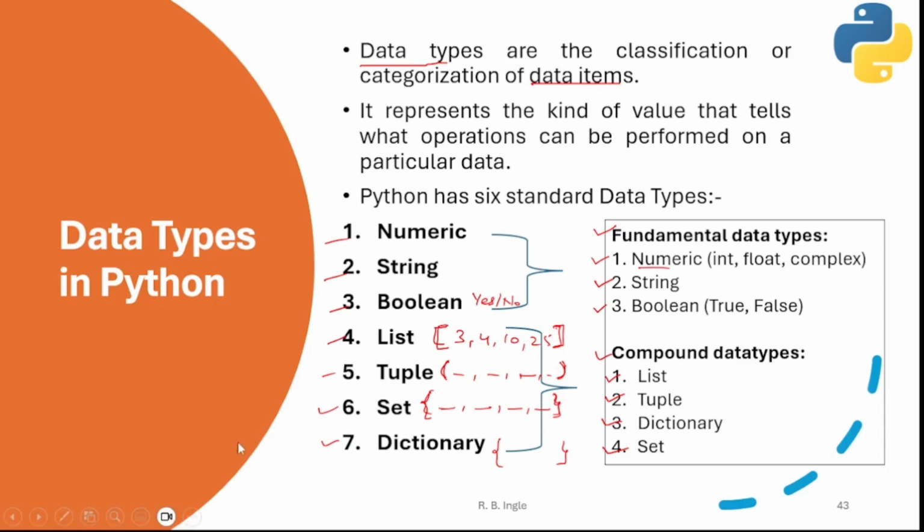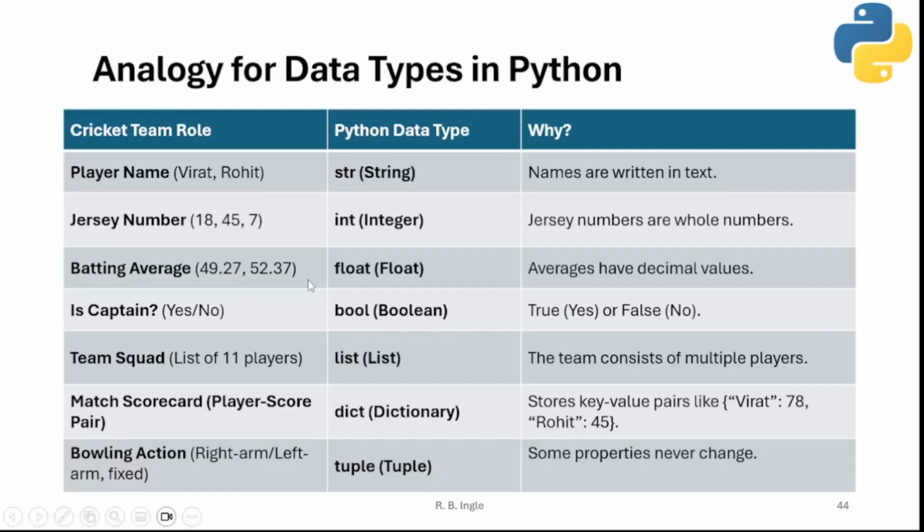Before doing that, we will see an analogy. This analogy is of cricket. For example, if you want to save the name of a cricket player like Virat and Rohit, you have to store it in a variable, and the type of the data will be a string because the name you are storing is a text value. So names are written in text, and the text is called string in Python. Whatever text you write, it can be a single word, two words, multiple words, multiple lines. All that text is called the string data type.